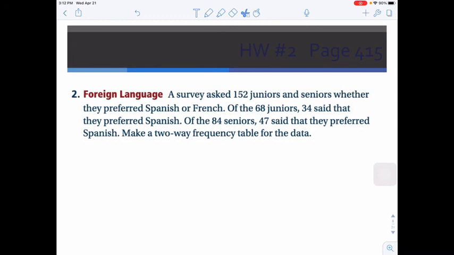A survey asked 152 juniors and seniors whether they preferred Spanish or French. Of the 68 juniors, 34 said they preferred Spanish. Of the 84 seniors, 47 said they preferred Spanish. Make a two-way frequency table for the data.